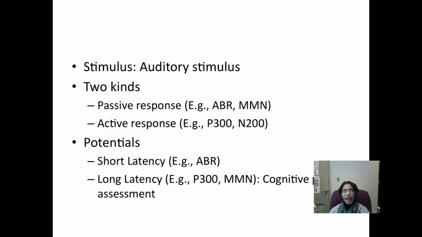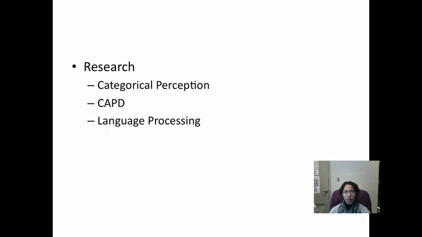Again, let me reiterate. ABR is auditory brainstem response. MMN is mismatch negativity. P300 is positive peak 300. N200 is negative peak 200. Okay. Some of you are wondering, why do I care about this? Why should I know about all these latencies? Why should I know about event-related potentials?